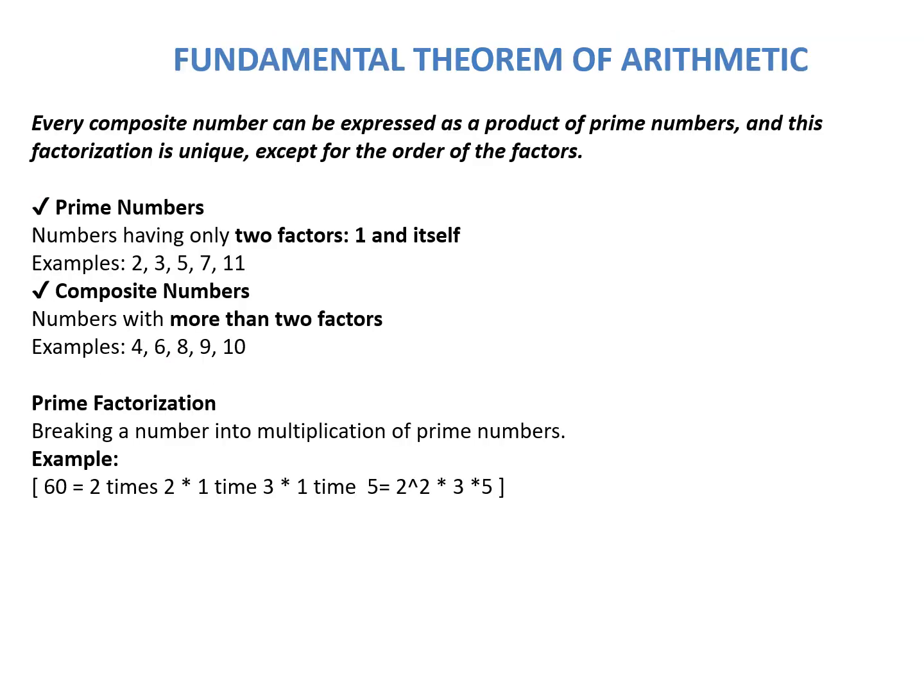Okay, so we are going to first understand the concept of the fundamental theorem of arithmetic. Every composite number can be expressed as a product of prime numbers. What does this mean? If we have a number, we have to break that number into the form of prime numbers, so that it can be presented as a product of prime numbers. So this theorem says that every composite number can be expressed as the product of prime numbers.